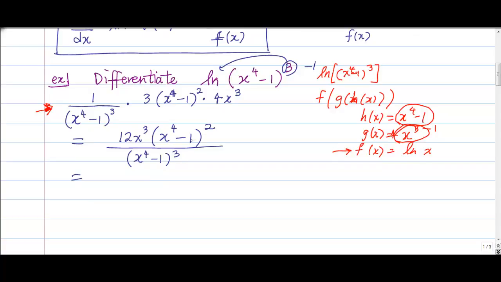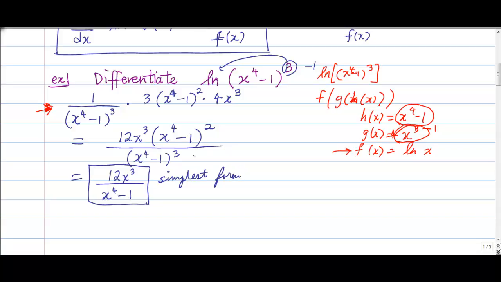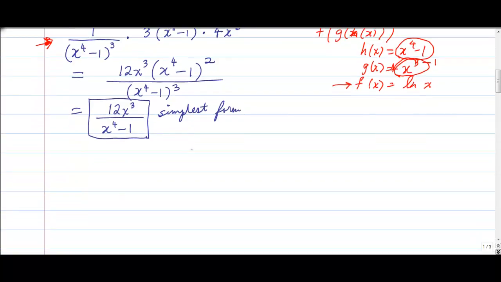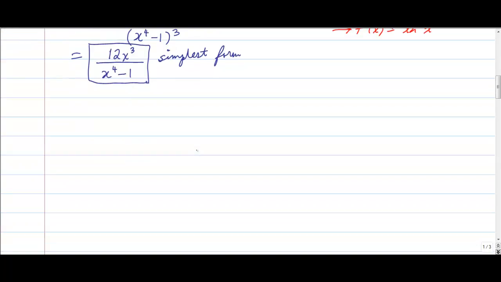I have x to the fourth minus 1. I have 2 of those at the top, 3 of those at the bottom. So the 2 here will cancel out with 2 here, and I'll be left with 1 at the bottom. So that'll be 12x cubed divided by x to the fourth minus 1, right? And that is the simplified, or most simplified answer. Simplest form. Okay.